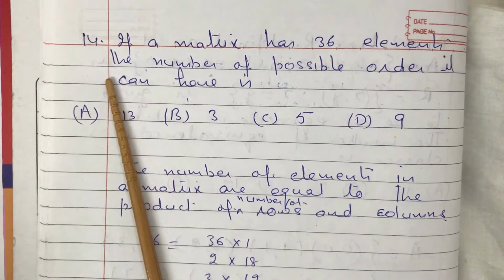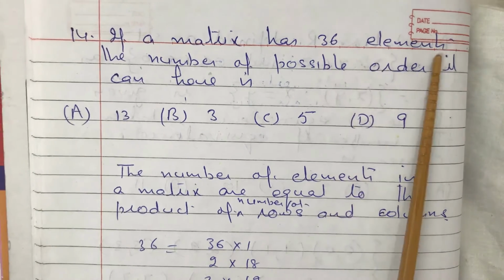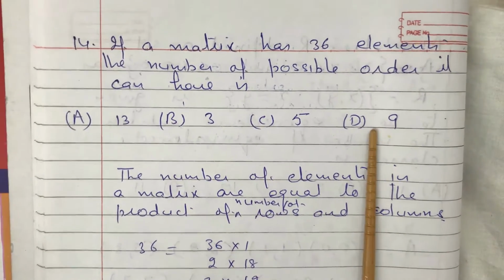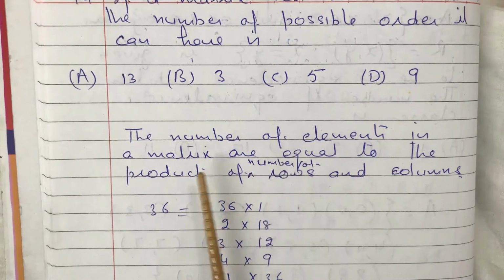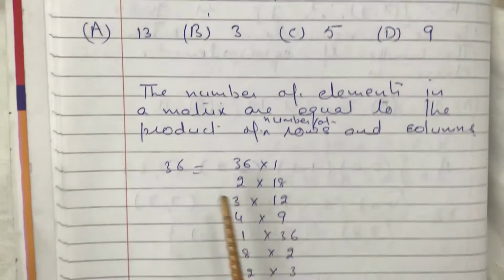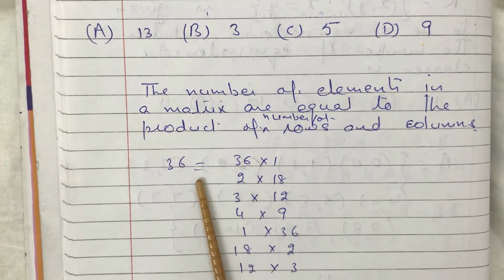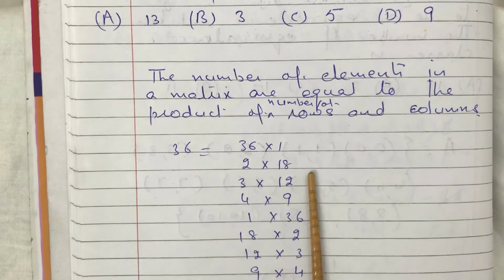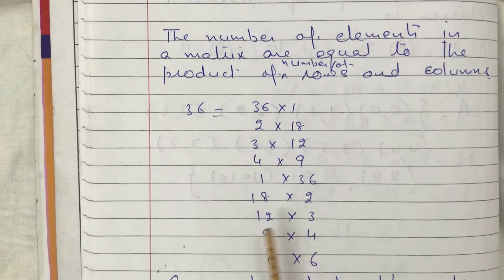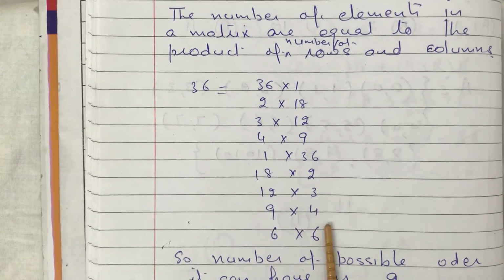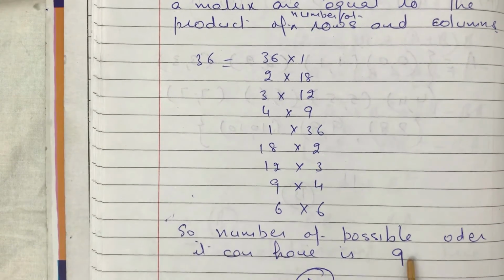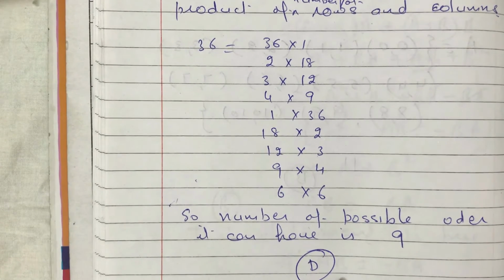Now the 14th question. If a matrix has 36 elements, the number of possible orders it can have is. There are 4 options. The number of elements in a matrix is equal to the product of the number of rows and columns. Now 36 can be written as 36 into 1, 2 into 18, 3 into 12, 4 into 9, 1 into 36, 18 into 2, 12 into 3, 9 into 4, 6 into 6. So the number of possible orders it can have is 9. So D is the option.